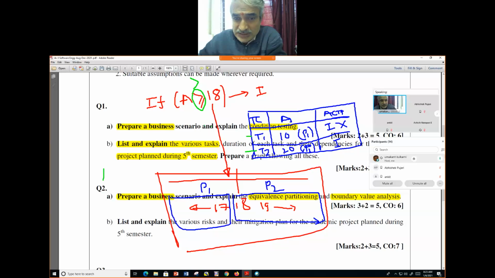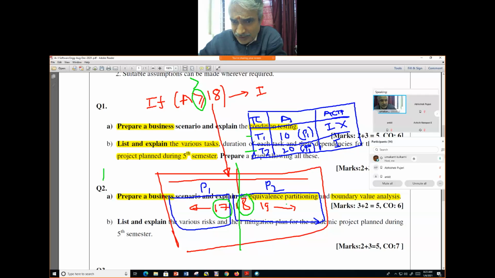Now look at that. You take the boundary, and you take one value just on the positive side of the boundary and one value just on the negative side of the boundary.